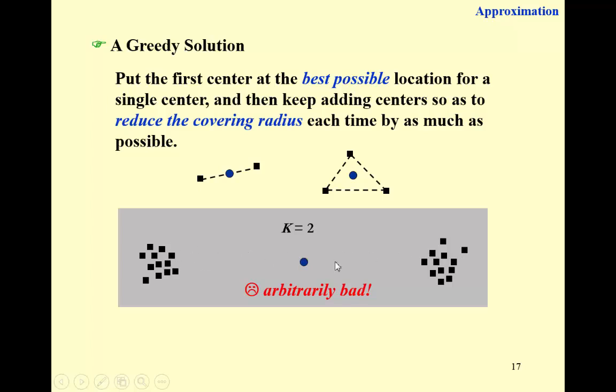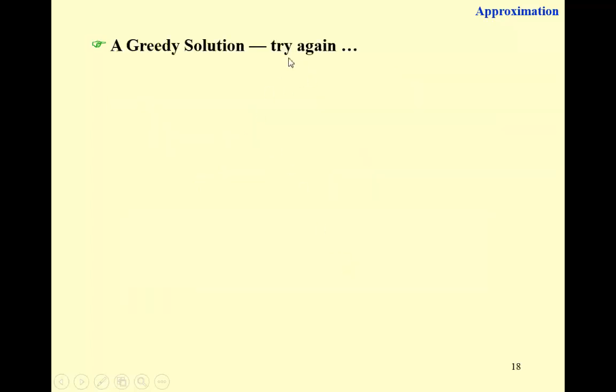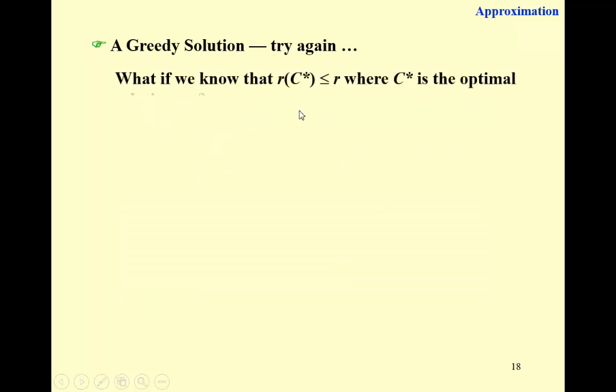If it's so hard to find the exact position for the centers, can we simply pick up a site as a kind of approximation? So let's try again. What if we know that this radius, where this is the optimal solution, so this is the optimal radius, we call it r star. What if we know that this optimal solution is bounded above by some number?